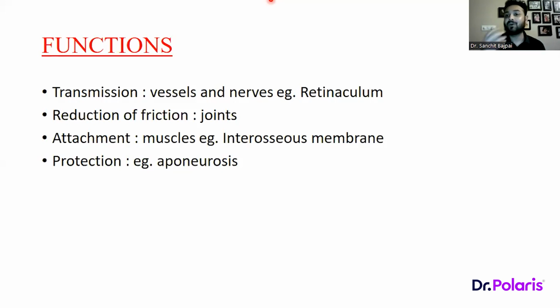Similarly, I told you about A, attachment of muscles. So muscles can arise or attach to some modifications of deep fascia. Example, interosseous membrane. I told you there are some muscles that can attach from the radius to the ulna and down to the interosseous membrane. And P, last is protection. Protection, I told you, palmar aponeurosis, right?